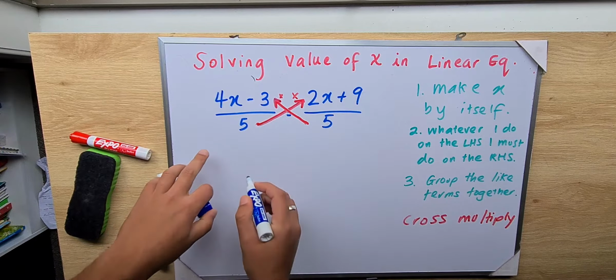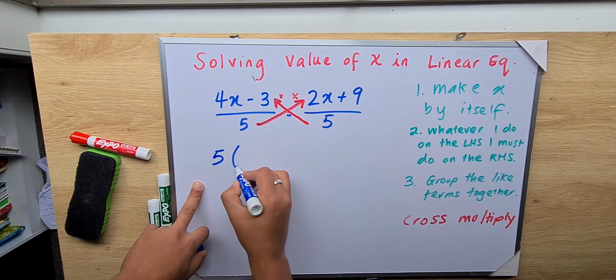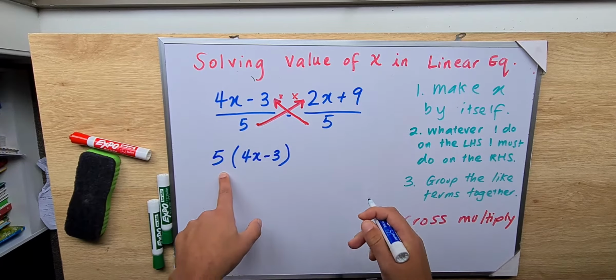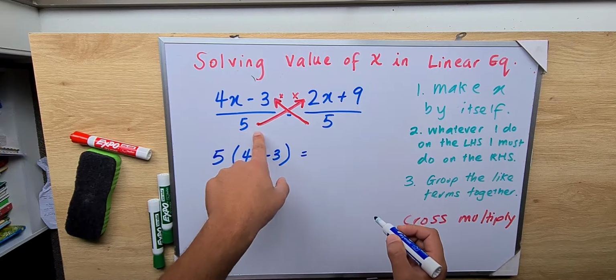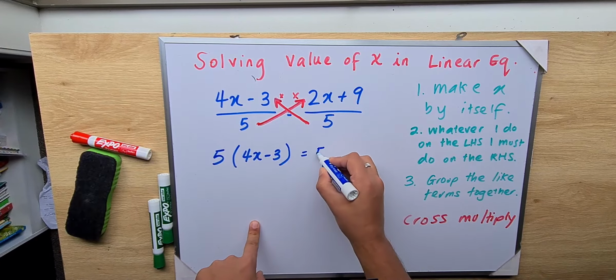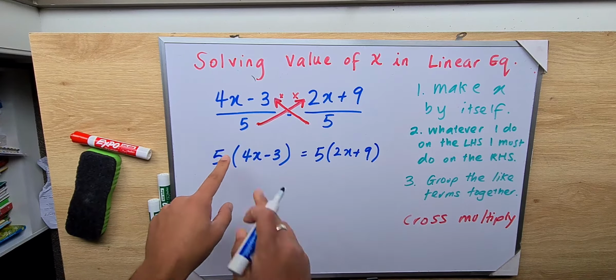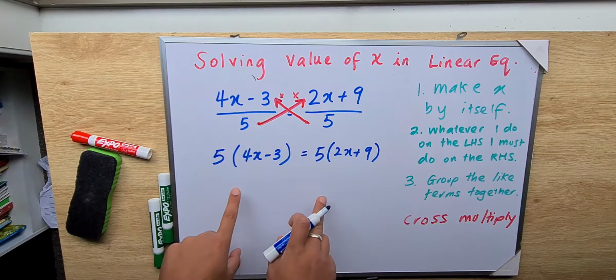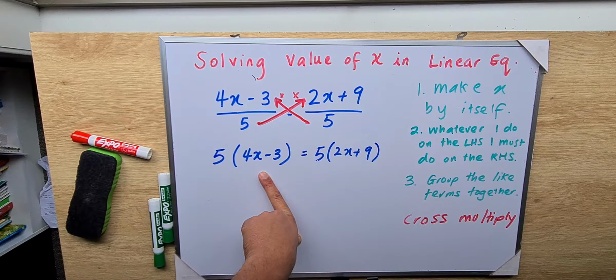So rewriting that, I know that 4x minus 3 is being multiplied by 5. So I can write it like this. 5 is being multiplied by 4x minus 3. And 5 is being multiplied by 2x plus 9. So all I've done now is just show you how each part of the fraction is being multiplied with each other.